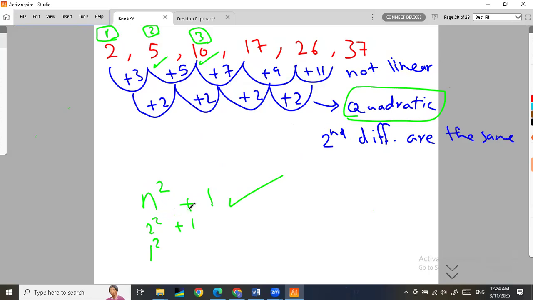And then I needed to check if I add something to it, or subtract something from it, or whether n squared only is enough. I found that n squared is not enough, because the first term is not 1. 1 squared is 1, but the first term is a 2, so add 1 to it. I checked with the second, the third, the fourth term. I found that my rule is correct.